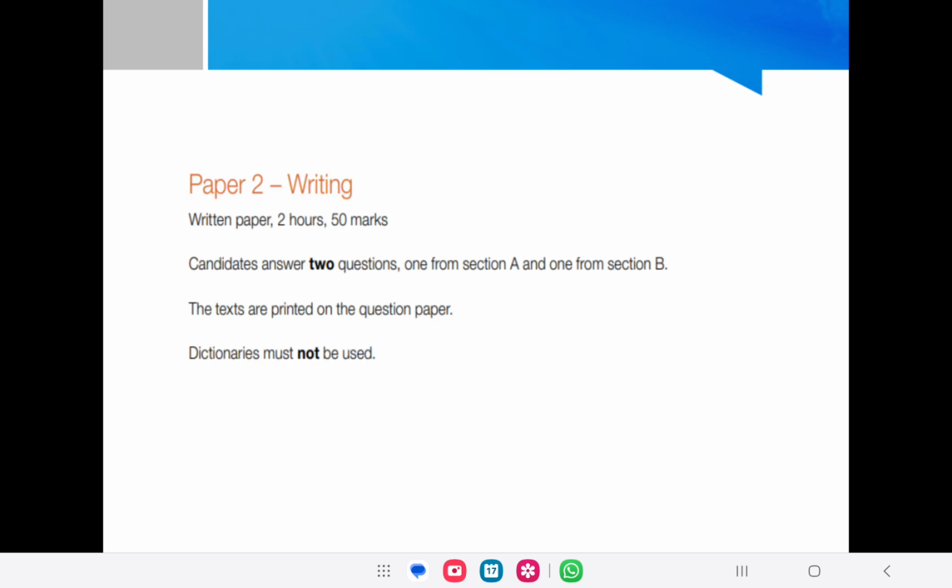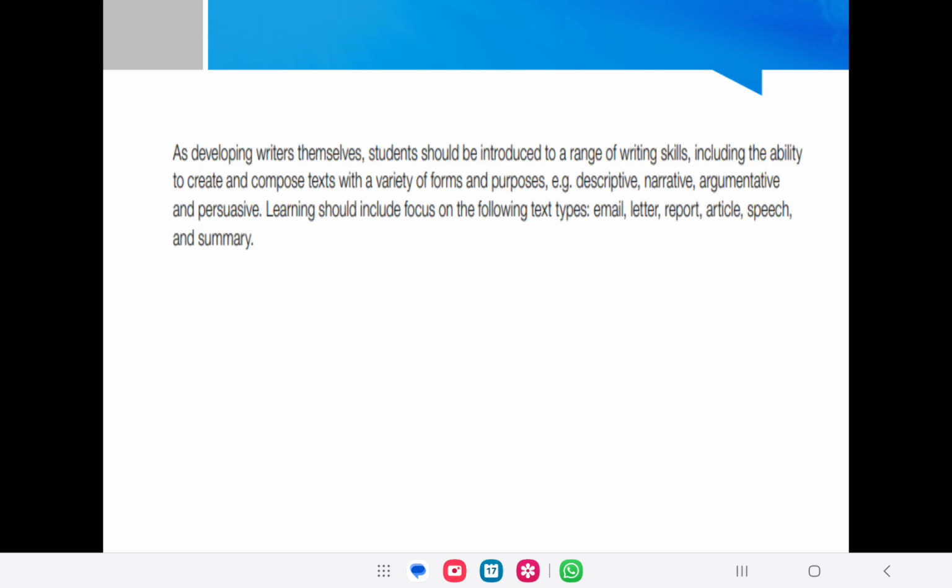Now this is our P2 writing paper. You must be thinking that why have they mentioned summary here in the writing task? Because in summary task you are assessed for your writing skills also. 10 marks are for the writing. That's why here they have mentioned the writing also. You have to write an email, letter, report, article, speech, and with that you are going to be assessed for your writing skill in summary writing task also. So that's why in writing they have mentioned the summary also.